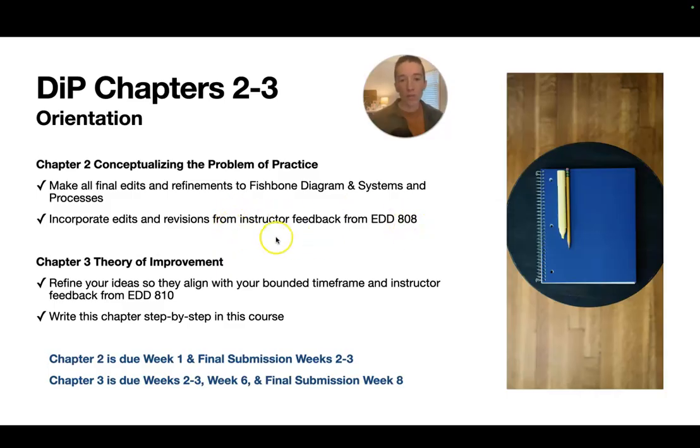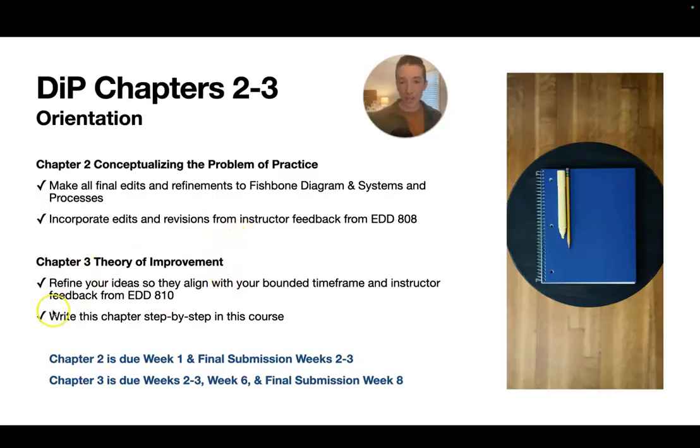It's quite possible that you had instructor feedback in EDD 808, in those final weeks, and you might have already made some of those adjustments, or you need to take a look at those comments and adjust them now. So you have already written Chapter 2. You are just making sure it's polished. So maybe you're tweaking just a few things.